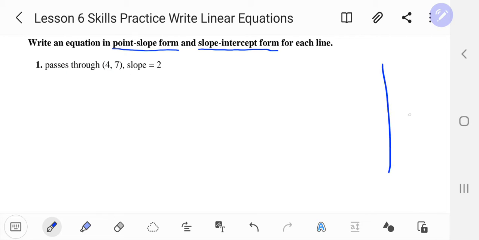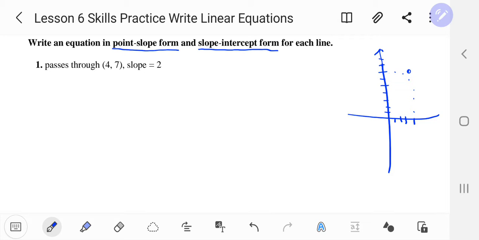Now I'm going to quickly try to get you to actually visualize this line a little bit. Okay, 1, 2, 3, 4, 1, 2, 3, 4, 5, 6, 7. We'll go a couple more just so I have room to graph. But 4, 7 would be somewhere around there. Okay? And now that's the dot that it goes through.